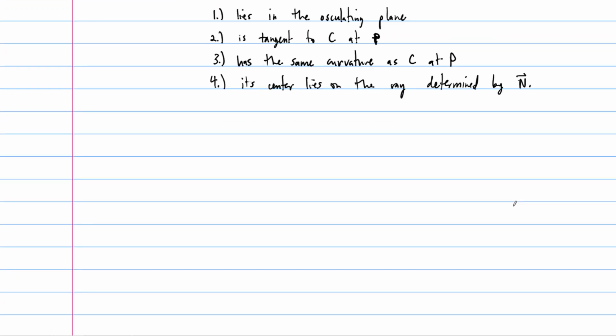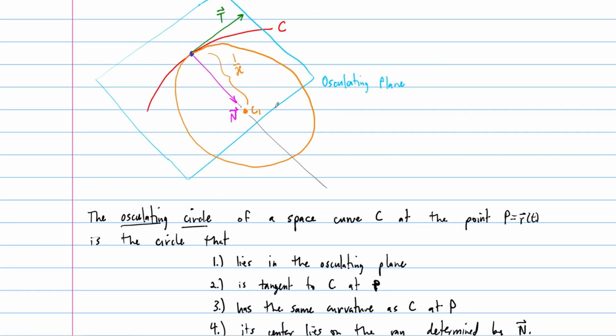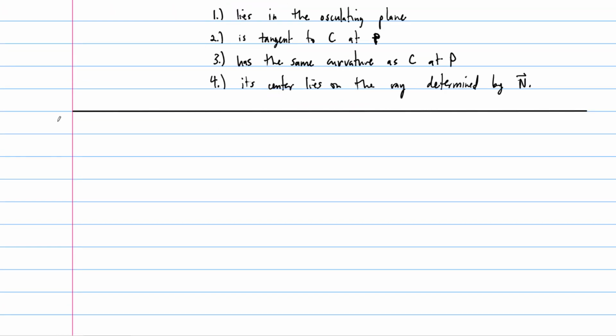So let's do an example where we try to find a formula for a plane curve. For space curves, it becomes a little complicated because you have to find the osculating plane, and then that's going to help you find the formula for the circle, but you're going to have to parameterize the circle as a space curve itself. It's not horrible, but it's a little bit of work. So let's do it for a plane curve now.